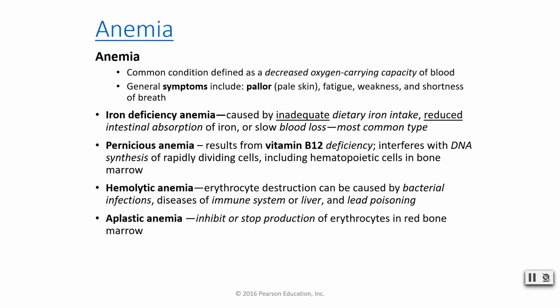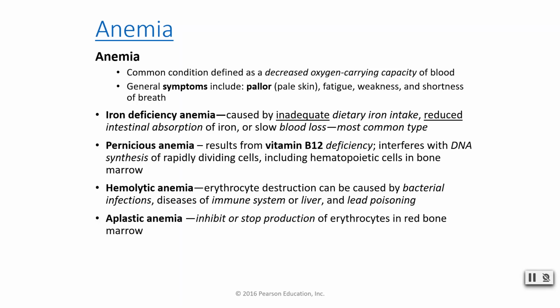So we have iron deficiency anemia, which is the most common type and the one that people are the most familiar with. Typically, when somebody says they have anemia or they know somebody who has anemia, they're talking about iron deficiency anemia. So, as the name implies, this is an inadequate dietary iron intake, or a reduced intestinal absorption of iron, or a slow blood loss. So we have lots of root causes of iron deficiency anemia, which is one of the reasons why it's the most common type. Several different things can ultimately cause this type of anemia.